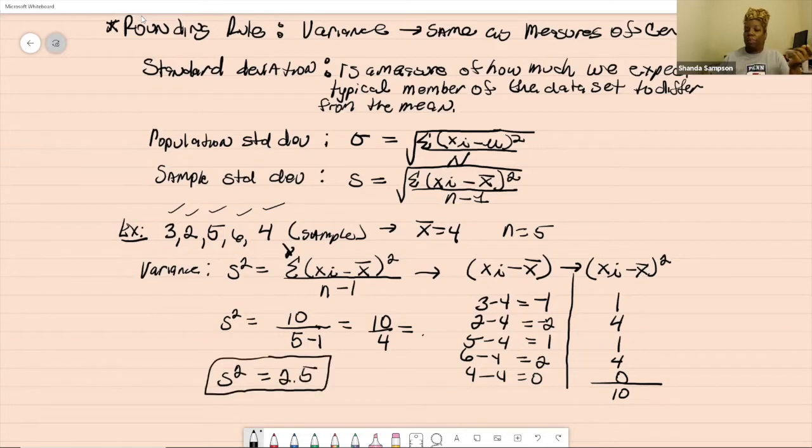Now, can you imagine, this was only 5 data points and it took me a little while. Can you imagine consistently doing this over and over and over again? Tons of data values, more than 5, having to do all these columns here, more than 5.